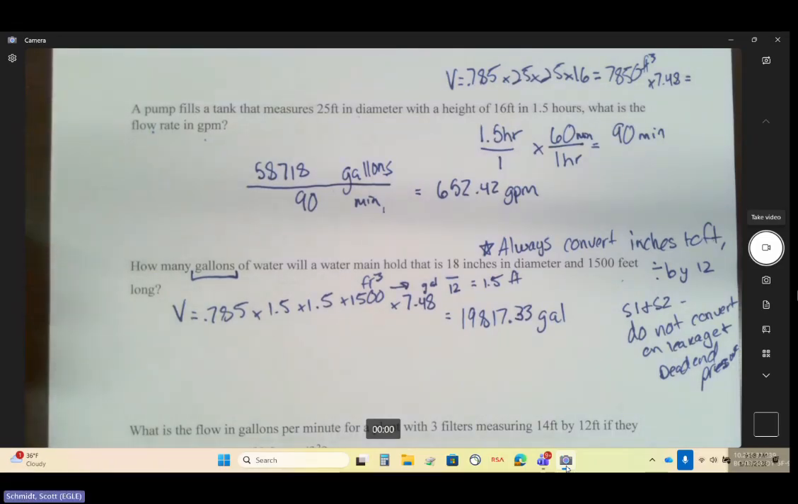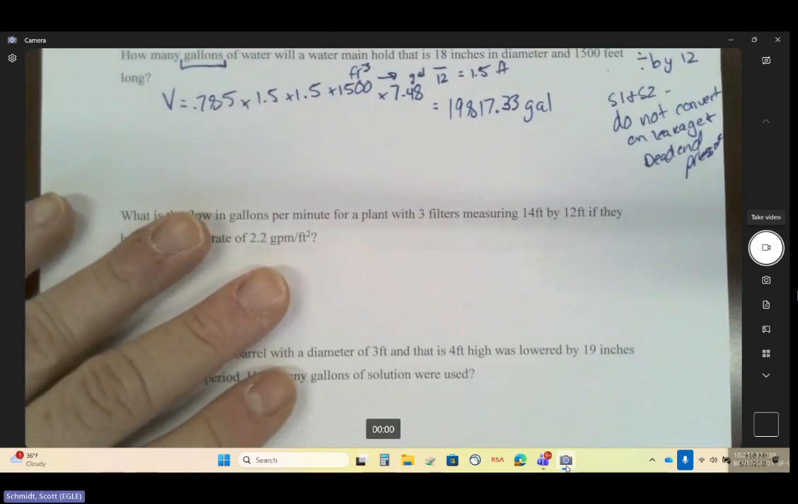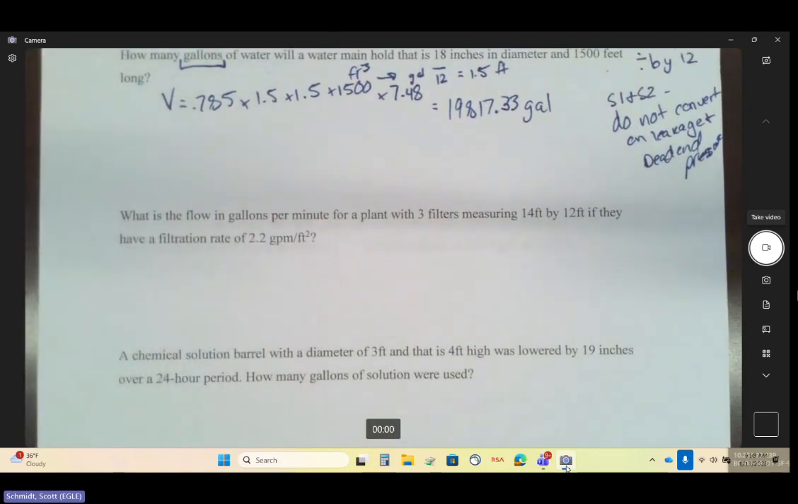All right. The next one is a filtration. It deals with filtration rates, sort of. And what I mean by that is this one is asking, what is the flow in gallons per minute for a plant with 3 filters measuring 14 by 12 if they have a filtration rate of 2.2 gallons per minute.